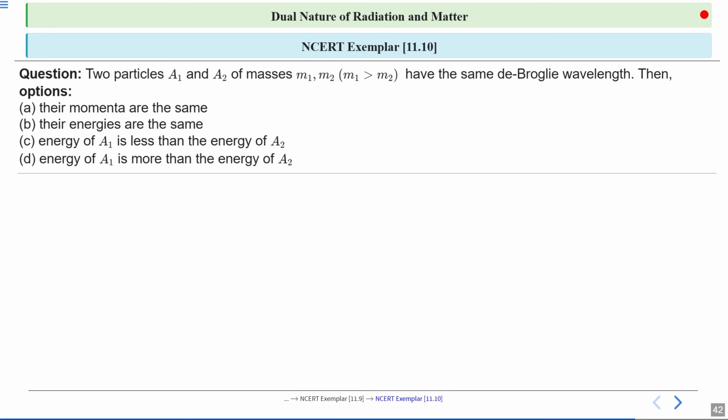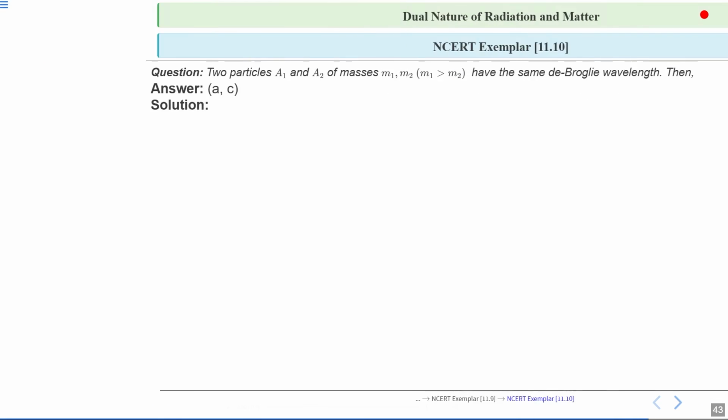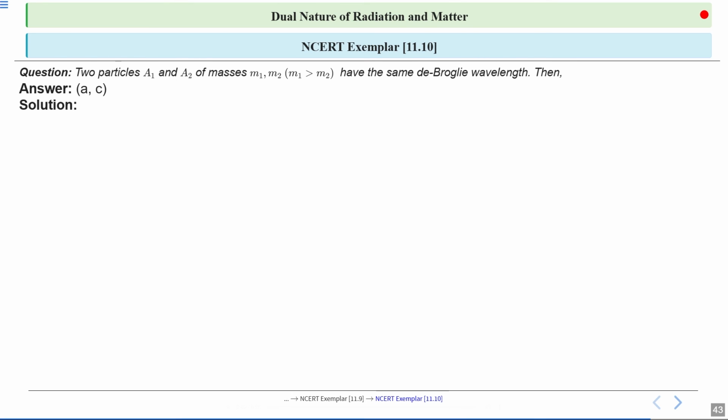So, two particles A1 and A2 of masses M1 and M2, for which M1 is greater than M2, have the same de Broglie wavelength. Then A and C options are correct. For two particles, let's clarify what it means for them to have the same de Broglie wavelength.